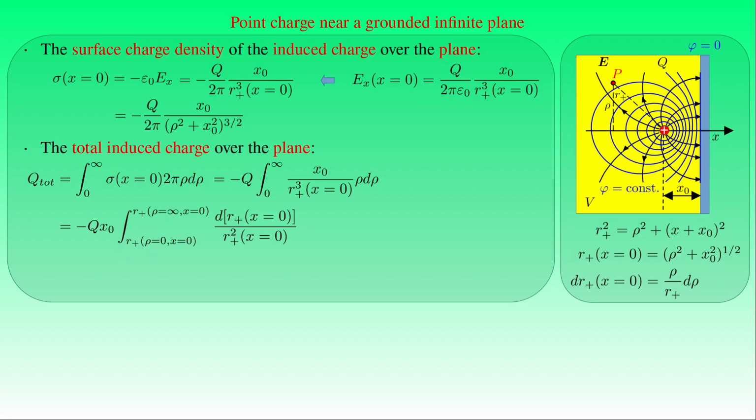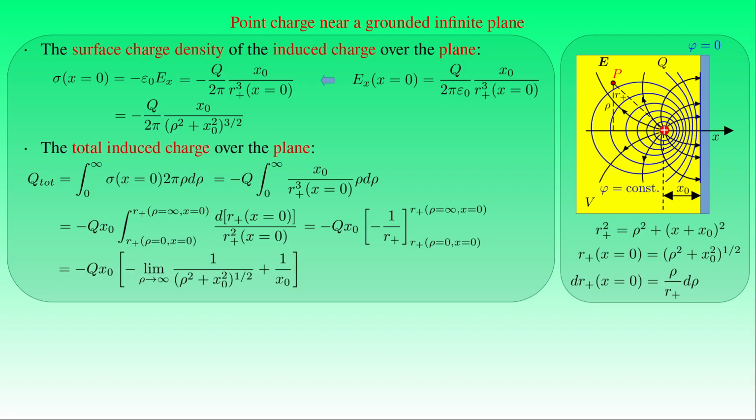The primitive function of the integral is equal to minus 1 over r sub plus at x equals 0 evaluated at the lower and the upper limits. The evaluation gives minus the limit of 1 over the square root of the sum of rho squared and x naught squared as rho tends to infinity, plus 1 over x naught. Since the first term in the brackets vanishes at infinity, the total induced charge over the infinite grounded plane is equal to minus q. This result means that every electric field line that leaves the point charge q terminates somewhere on the infinite plane, that is, no electric flux escapes to infinity.